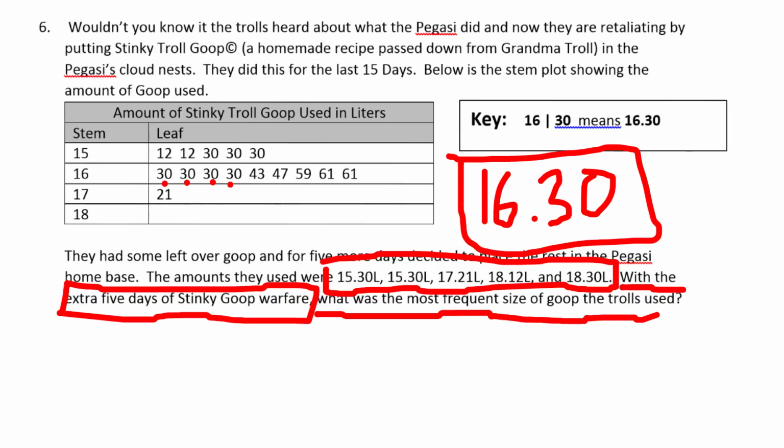But they did 5 more days of troll warfare and they gave us the data here. So what they want us to do is they said with the extra 5 days of stinky goop warfare, what was the most frequent size of goop the trolls use? So I'm going to pause the video for just a sec. I want you to pause it and think, what do we do with these extra 5 points of data here? Go ahead and pause it now and try and figure that out.